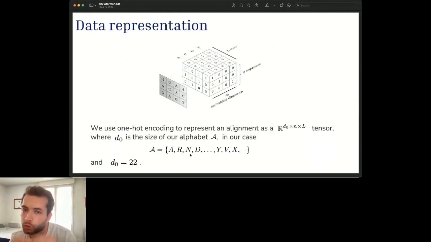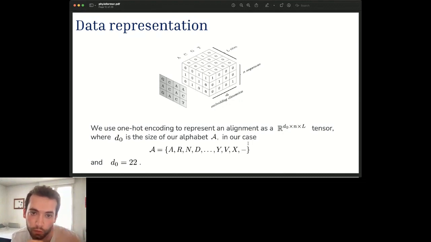So to feed the data into the neural network, we need a suitable representation. We can use a one-hot encoding to represent an alignment as a 3D matrix, that is a tensor. Namely, representing each character with a vector containing all zeros, but a 1 at the index corresponding to that character. So for instance, here in the figure, A would become 1, 0, 0, 0, C would become 0, 1, 0, 0, and so on.